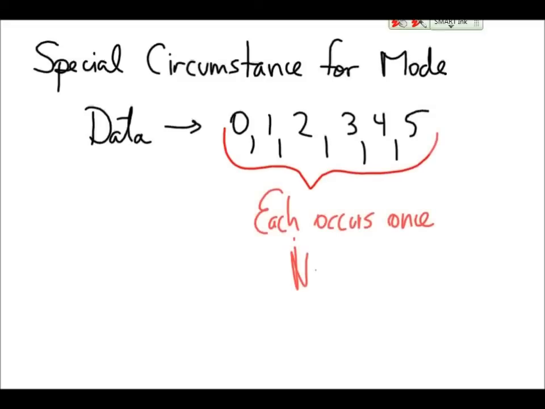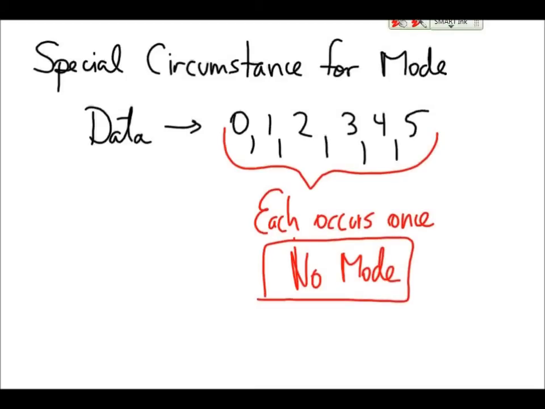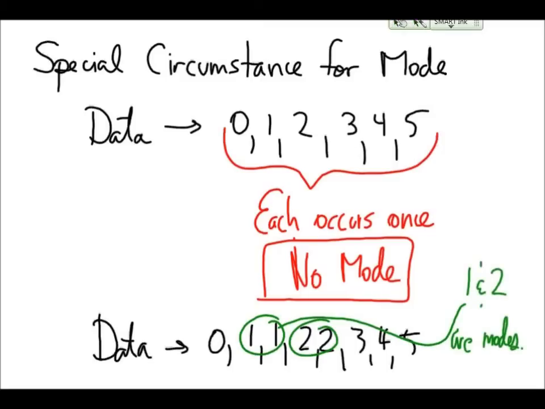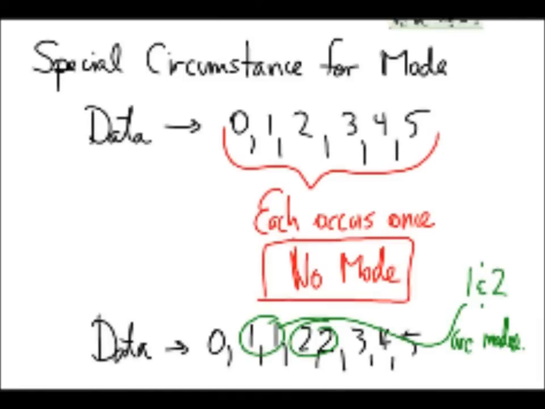There are some special circumstances for mode. Take this data for example. Each number occurs once, so no number repeats, therefore there is no mode. Take a look at this other example. In this case, we have 2 1s and 2 2s. Because they both occur the same amount, there are two modes.